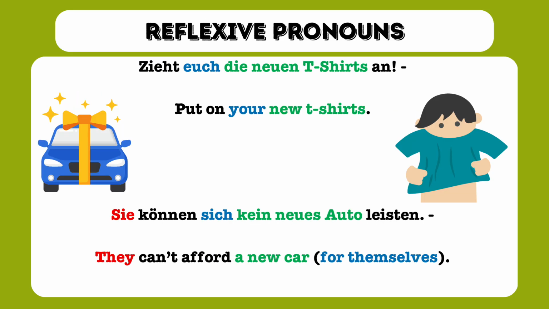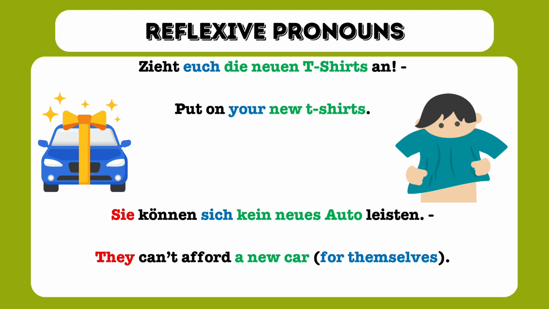Put on your new T-shirts. Here we again implied the you form, so we don't actually see the word ihr in the sentence, but that is our subject. The reflexive here uses euch to show us that ihr is the subject, and we're using this reflexively. Die neuen T-shirts is our direct object, that is the thing being put on. The person to whom it is being put on is euch. Zieht euch die neuen T-shirts an.